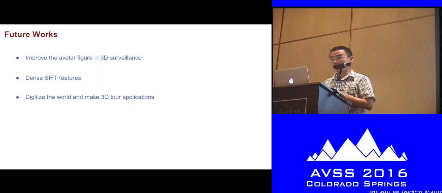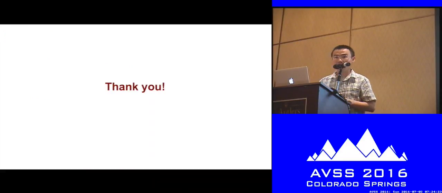And for future work, we would like to improve the avatar figures in the 3D surveillance to get a more realistic feeling of the surveillance. And as you can see, the 3D model is not perfect. It still has a lot of holes, so we would like to densify the features. And it might be better to digitize more of the buildings in the world, and to do more 3D tourism applications. Thank you.